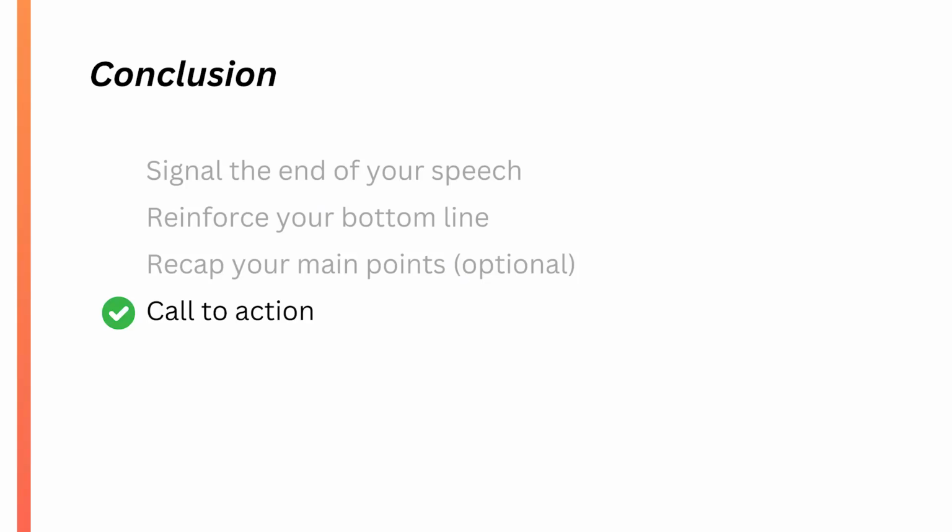That's mandatory. And then you finish with what some people call a clincher. This is like an echo of your attention grabber from the beginning of the speech.